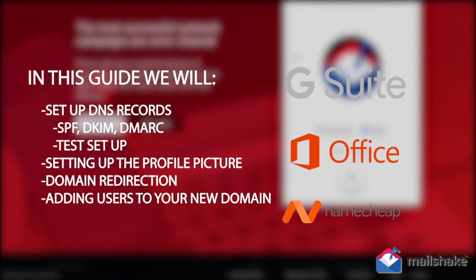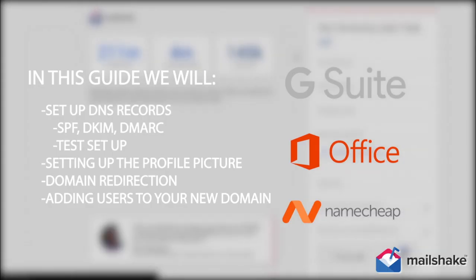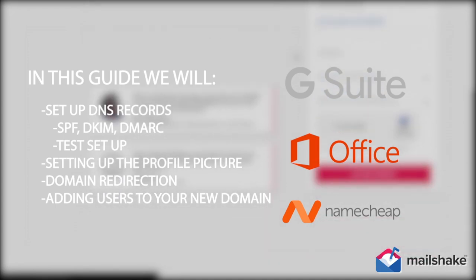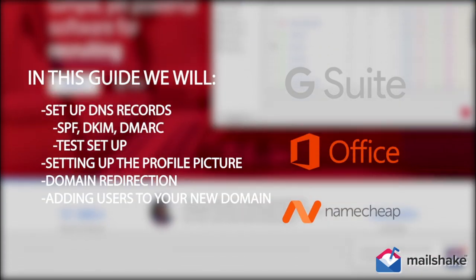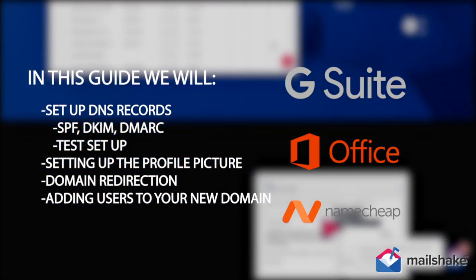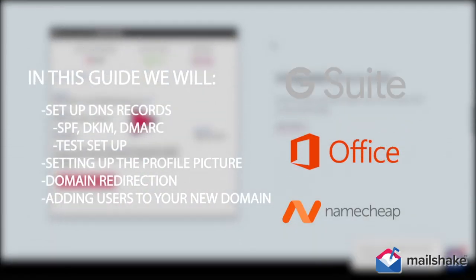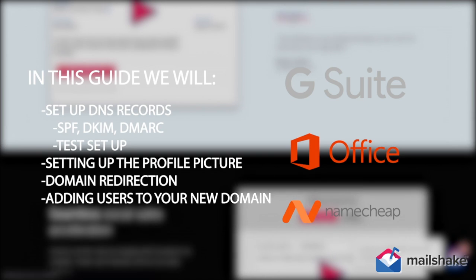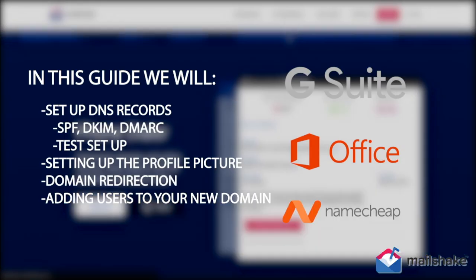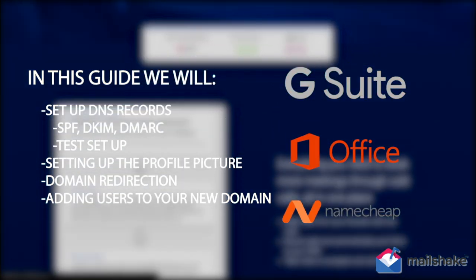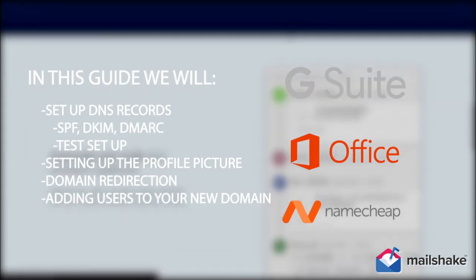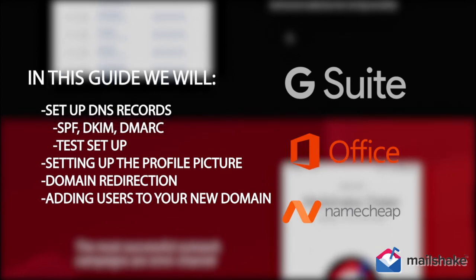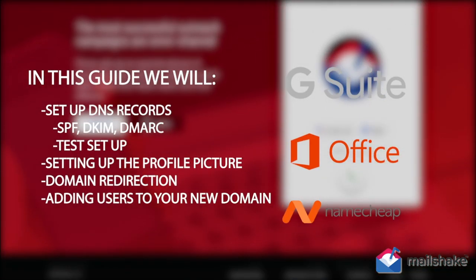So in today's guide, we'll mainly look at how to set up DNS records, that's the SPF, DKIM, DMARC, how to test if you set them up correctly, how to set up a profile picture, how to set up domain redirection, and lastly, how to add users to your new domain. We will be focusing primarily on Google Suites, Office 365, and we'll be doing the domain manipulation stuff through Namecheap, which is the website I use to purchase my domain, mailshaketutorial.com.